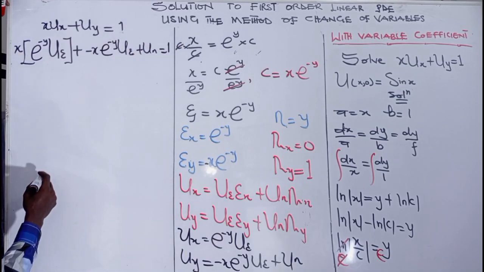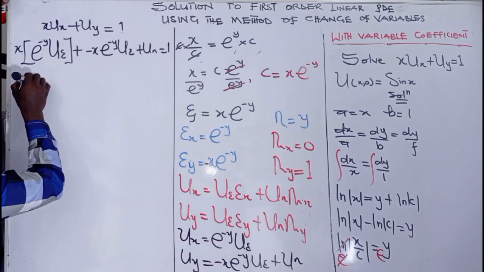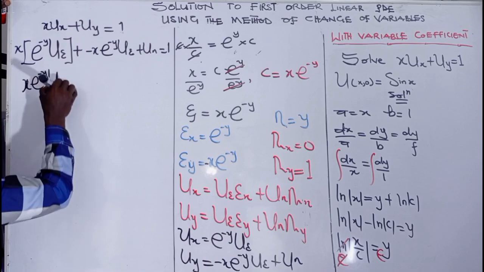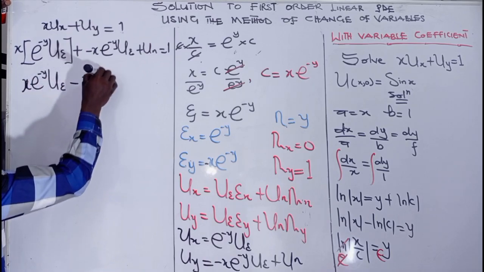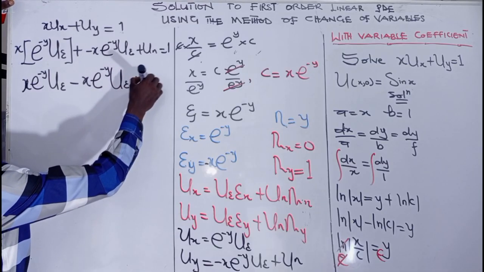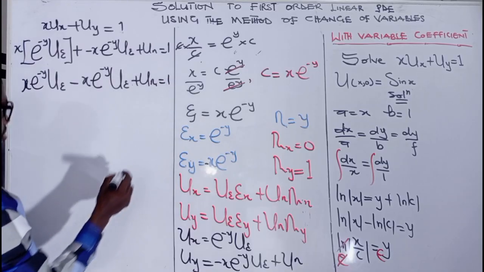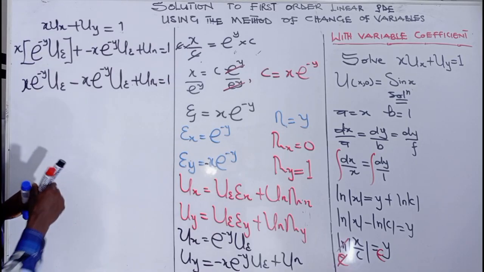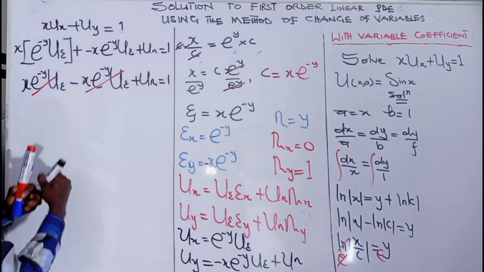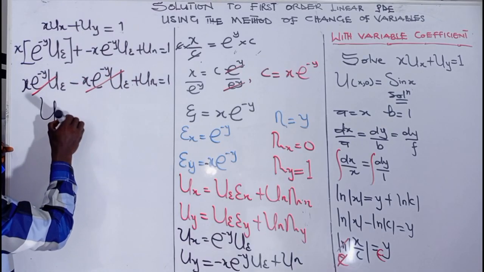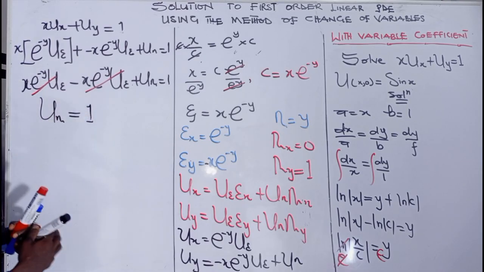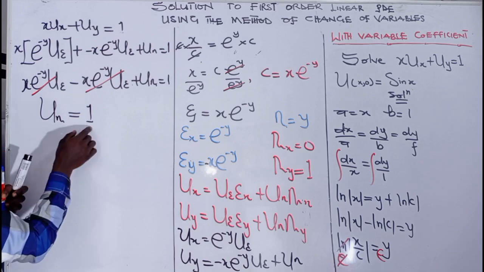So let's remove the bracket and then see if we can cancel some. This is going to give us x e exponent negative y u xi minus x e exponent negative y u xi plus u eta is equal to 1. From here, we can see that this is going to cancel this. And then we have our u eta is equal to 1. So from here, we can just integrate it straight away.